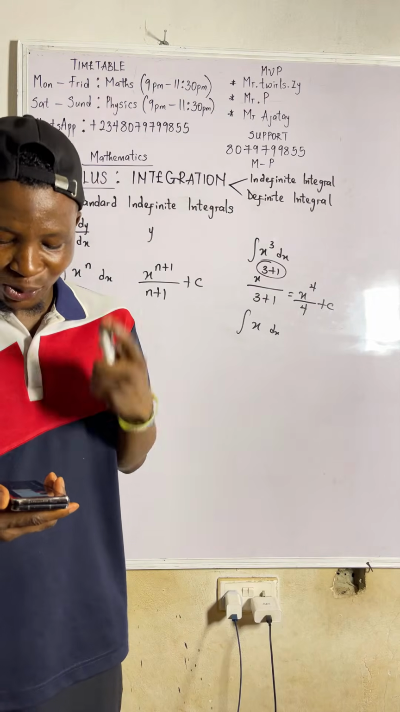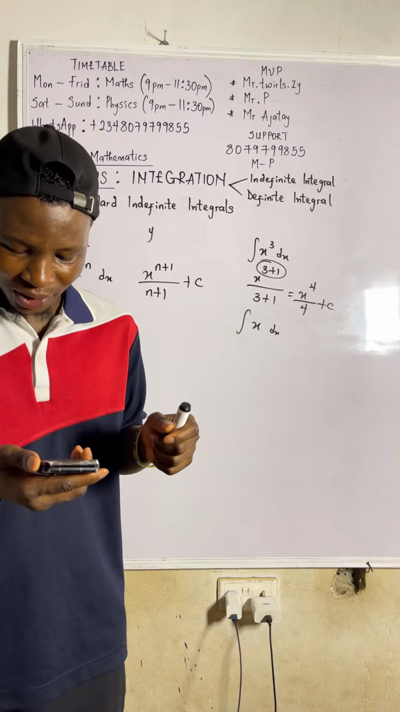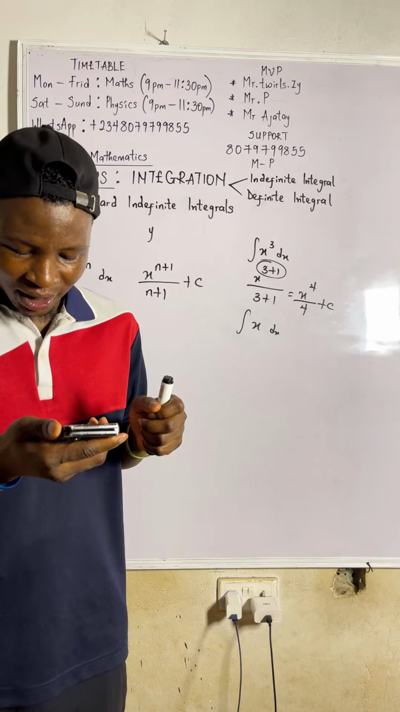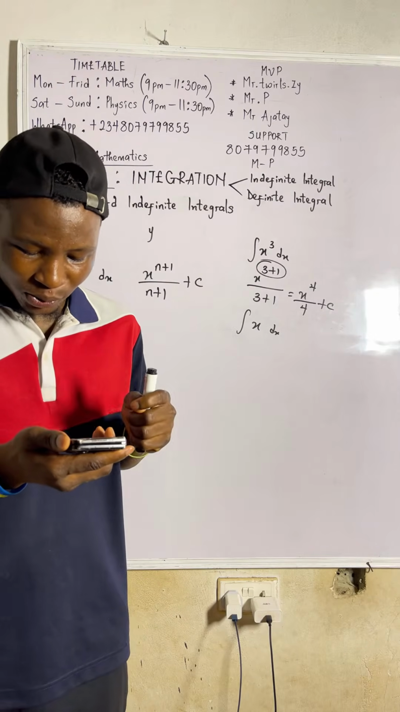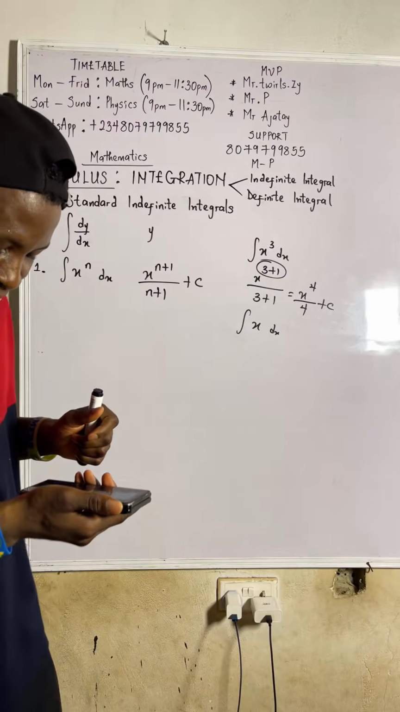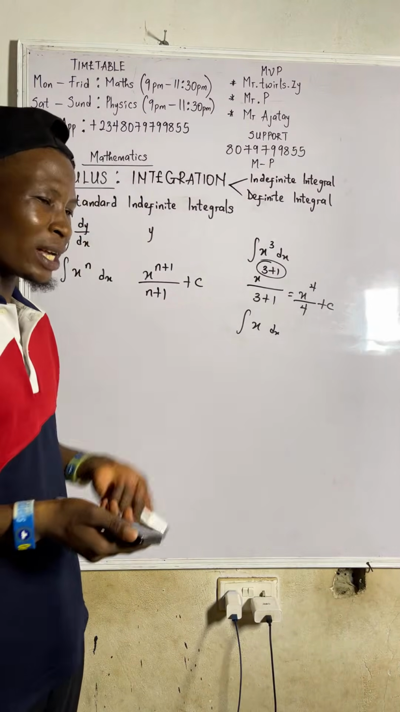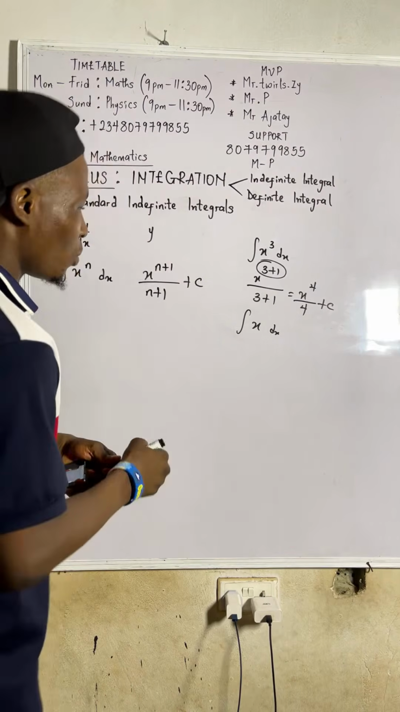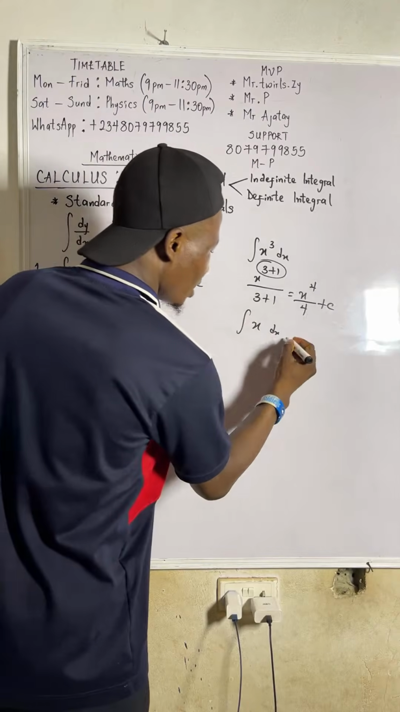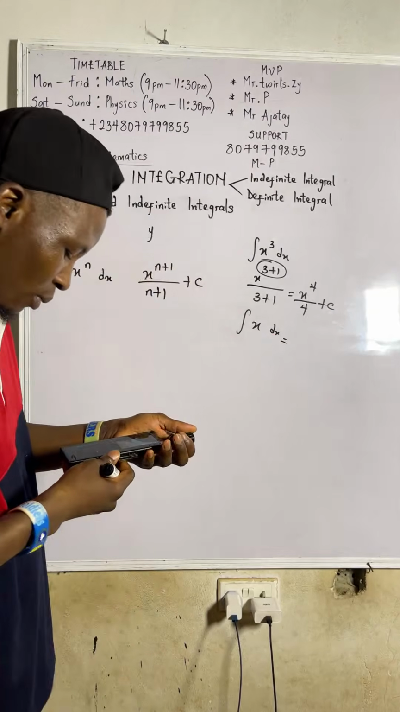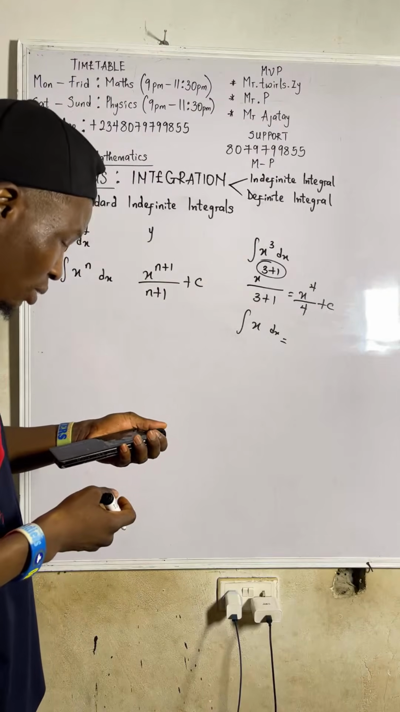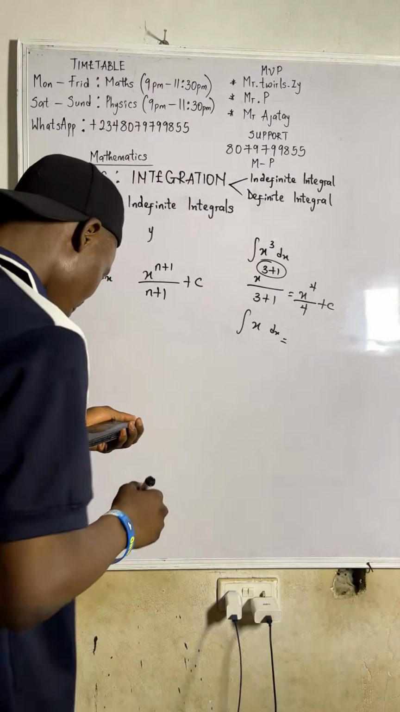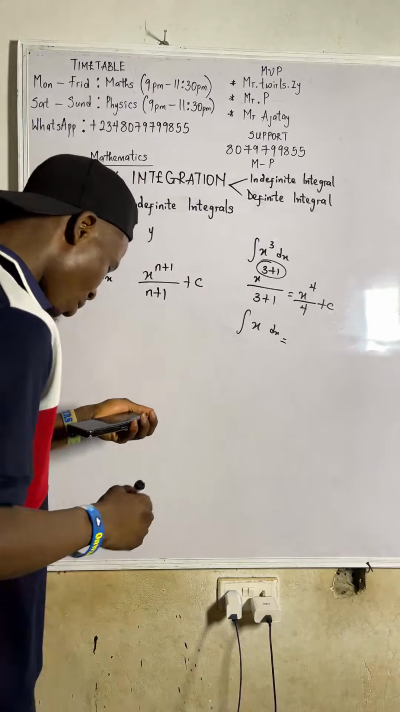x squared over 2 plus c. Where is your 1 coming from? Look at it now. What is the power on the x here? The power on the x here is what?